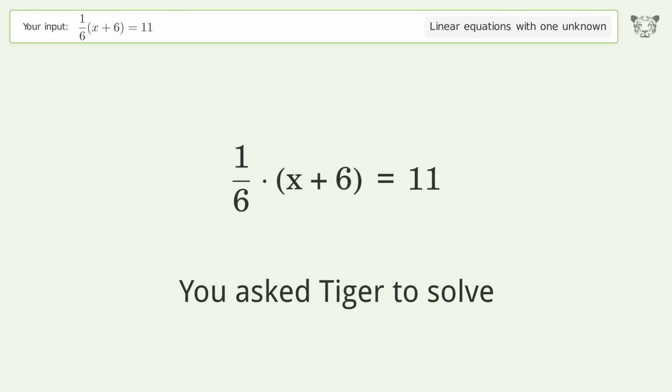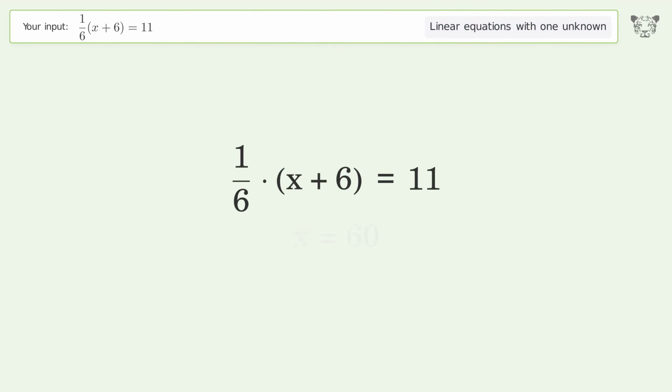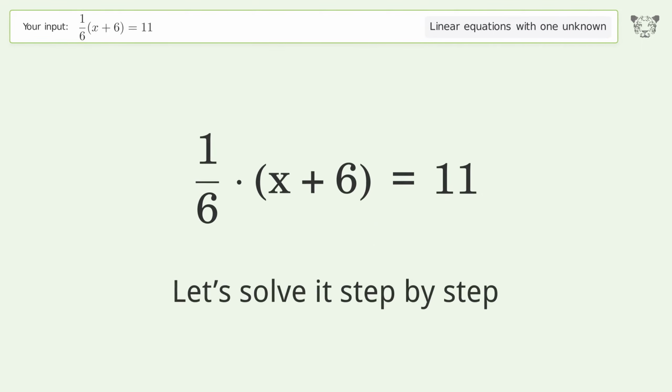You ask Tiger to solve. This deals with linear equations with one unknown. The final result is x equals 60. Let's solve it step by step.